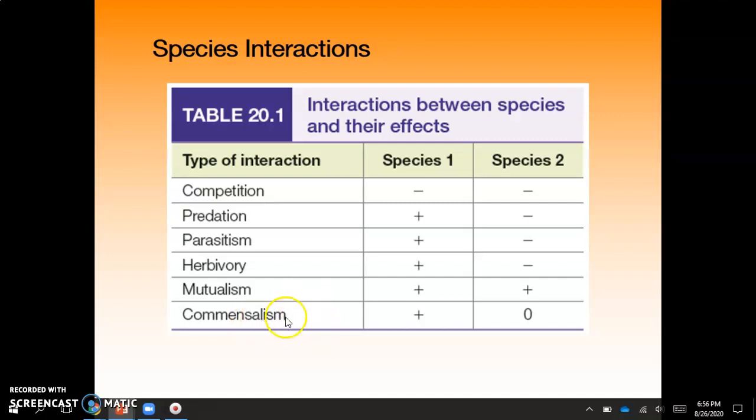And then commensalism, one species gains a benefit and then one species is not affected. So it's neither benefited or harmed, right? So this chart can help you if you're ever given an example and asked what type of species interaction this is. This can be a guide for that.